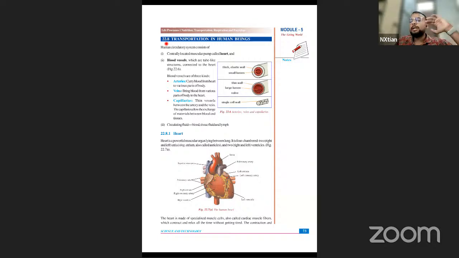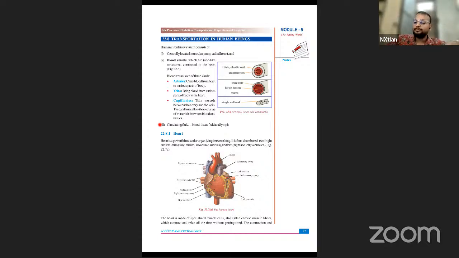So that's why transportation is necessary. Now we have three parts in the transportation of human beings, and these are the important thing. They can ask you a question like this: give me the components of the human circulatory system. So the human circulatory system consists of three things: a centrally located muscular pump called the heart, second is blood vessels, and third is circulating fluid. So these are the three components of the circulatory system of a human body.